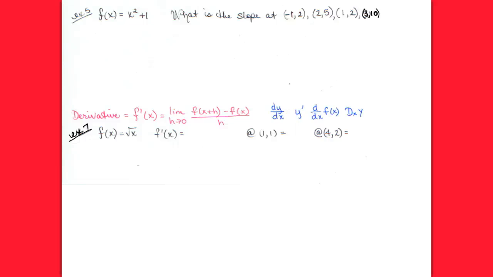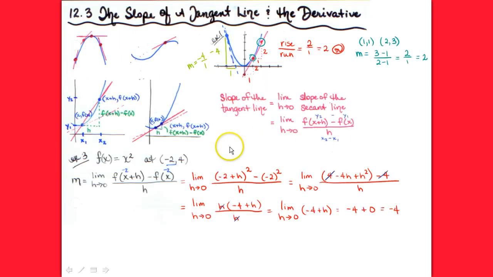Example 5, we've got f of x is equal to x squared plus 1, and it says what's the slope at negative 1, 2, 3, and 10? Are you kidding me? This work that I did right here, you want me to do 4 times in one problem? Well, let me make a suggestion to you.